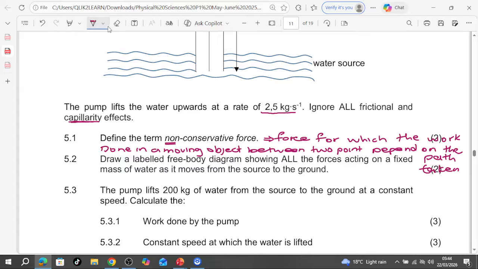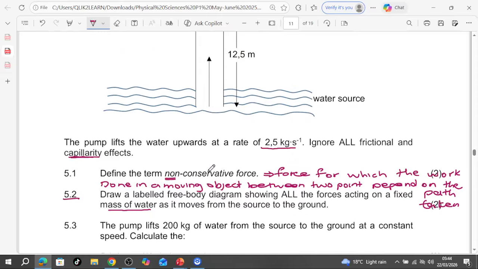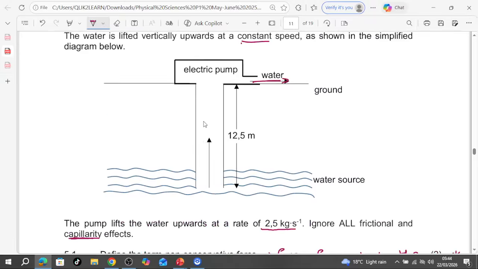Ask your exam guideline, hey buddy, how do you want me to define this? Next, 5.2: they say draw a labelled free body diagram showing all the forces acting on a fixed mass of water as it moves from the source to the ground. So the mass of water. Let's say this point somewhere here, I have the mass, let's call this MW, the mass of water, because even water, guys, has mass.